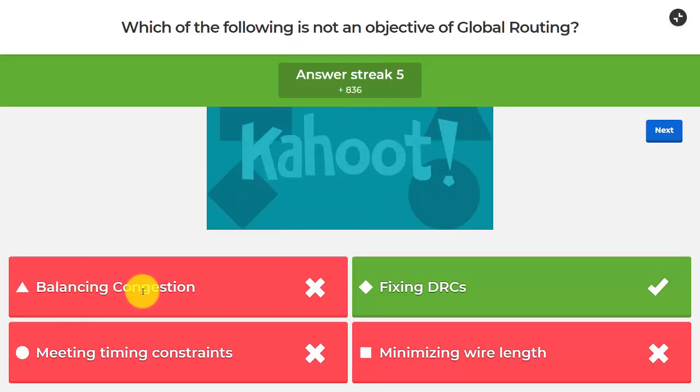So balancing congestion is for sure one of the objectives of global routing. Meeting timing constraints is a goal of timing-driven routing, which is something that we usually apply. And minimizing wire length, that's the main cost function of this whole algorithm. Fixing DRCs, however, is relegated to the detailed route stage.